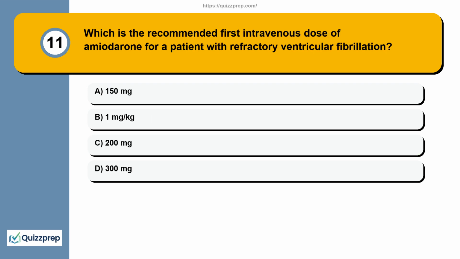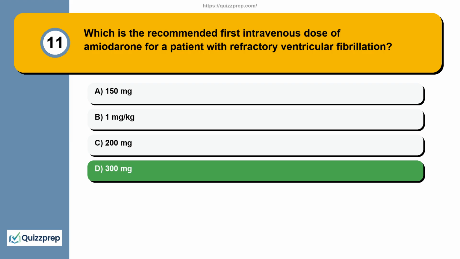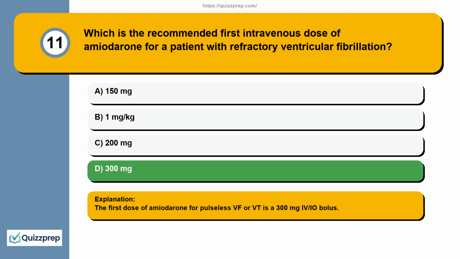Question 11. Which is the recommended first intravenous dose of amiodarone for a patient with refractory ventricular fibrillation? 150 mg, 1 mg per kilogram, 200 mg, 300 mg. The first dose of amiodarone for pulseless VF or VT is a 300 mg IV/IO bolus.